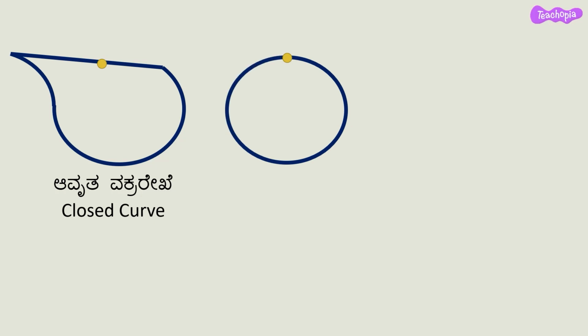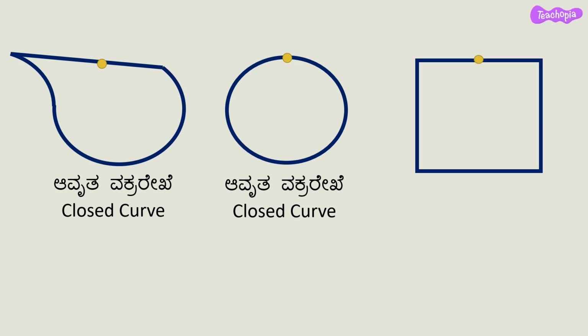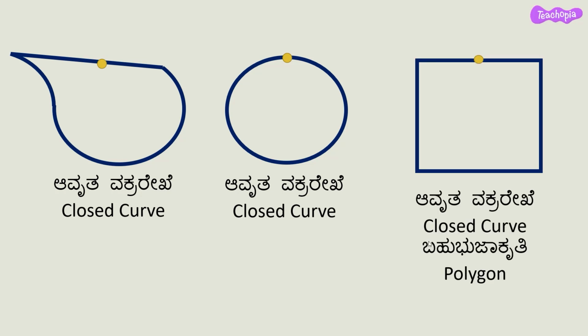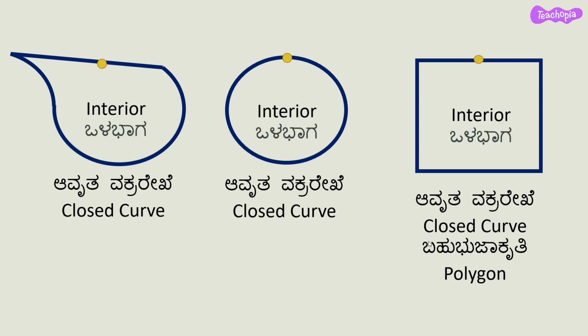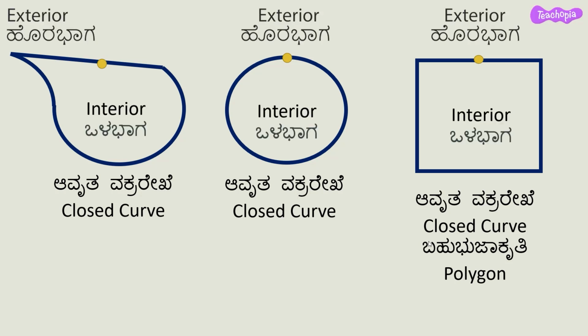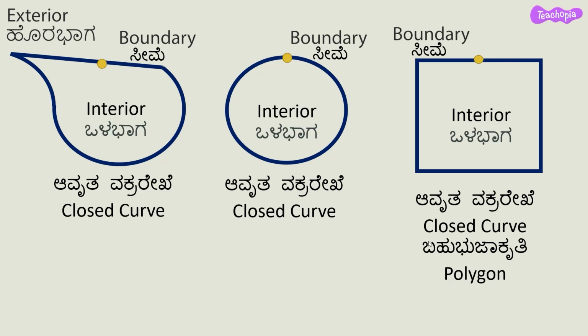If we draw a curve such that it ends at its starting point, we call it as a closed curve. A closed curve can be made of line segments, curves, etc. A circle or ellipse is a closed curve with no line segments in it. If a closed curve is made of only line segments, then we call it as a polygon. A closed curve creates an interior region and exterior region. The curve represents the boundary of the two regions.